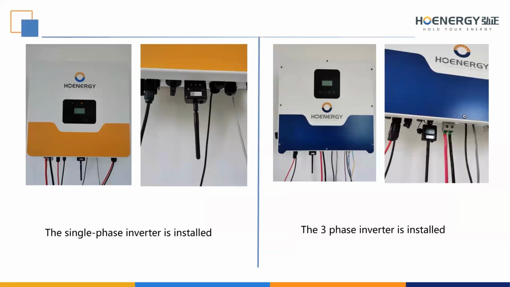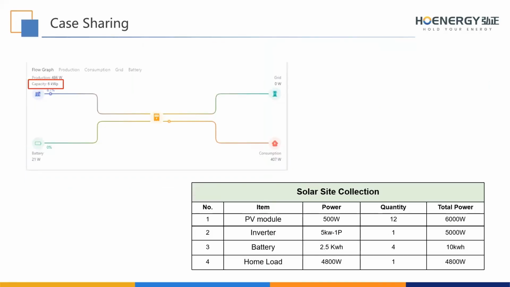Here we can see the single phase inverter is installed, and on the right side, the 3-phase inverter is installed as well. So it's easier to install the CT. And here we want to share a case about the CT installation. One customer installed a 6 kilowatt solar site, with PV modules of 6,000 watts, a 5 kilowatt inverter, a 10 kWh battery, and a home load of 4,800 watts.